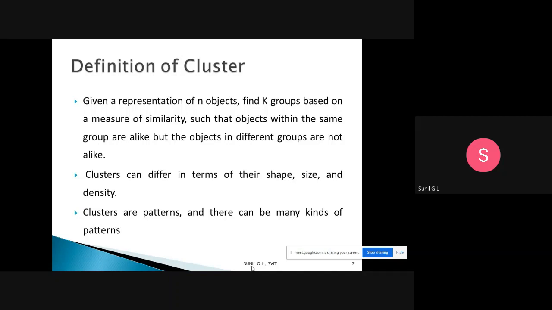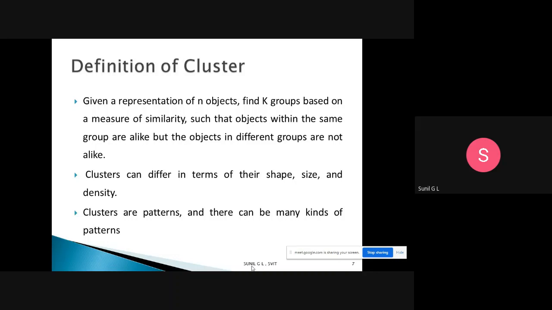That's all. Suppose you have 100 elements, and from that I am making 5 groups of clusters. Within the clusters, the objects are similar, and between the clusters the objects are dissimilar. That is the definition. So, given a representation of n objects, find k groups based on a measure of similarity, such that objects within the same group are alike, but objects in different groups are not alike.